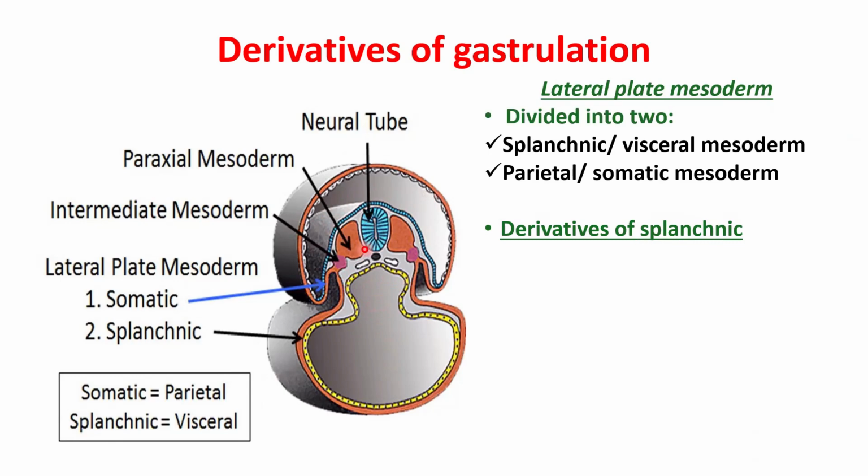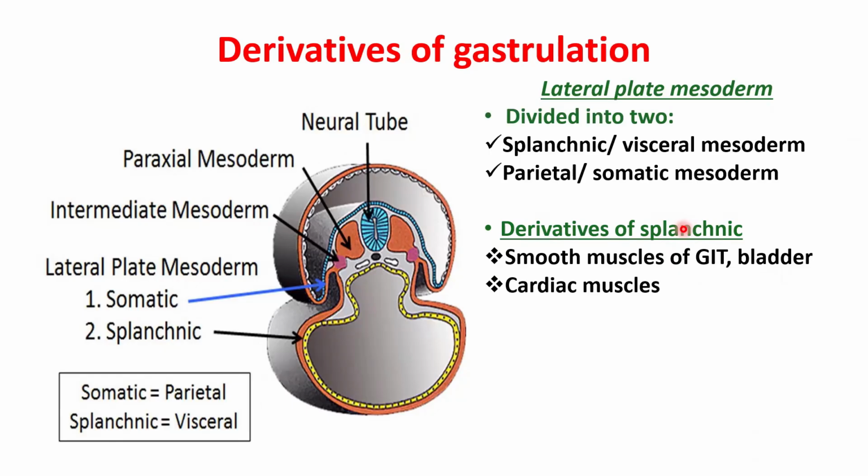into this developing embryo. And so due to that, the splanchnic part of lateral plate mesoderm will give smooth muscles of the gastrointestinal system and the bladder, and other smooth muscles of the body will be coming from the splanchnic part of the lateral plate mesoderm. It will also give us the cardiac muscles of the heart. Then it will also give us the visceral connective tissue.